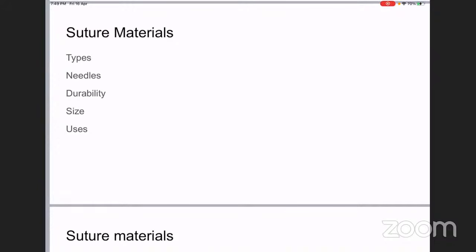Natural suture materials come from sources in nature. For example, we have cotton thread. It is one of the simplest suture materials. So cotton and silk as well. Silk comes from Bombyx mori, that is the silkworm. It comes from the fibers of the cocoon of the silkworm.